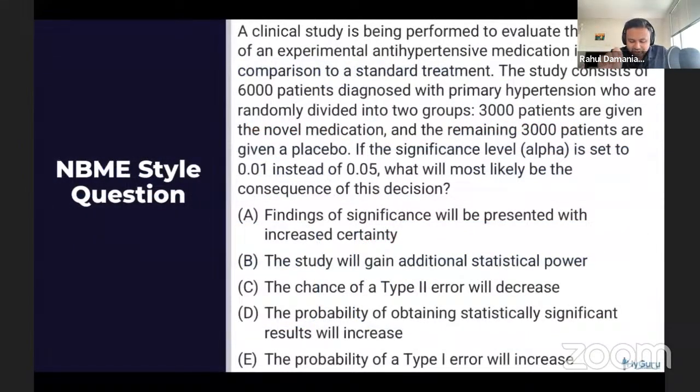All right. Next question. If the significance level alpha is set to 0.01 instead of 0.05, what will most likely be the consequence of this decision? A clinical study is being performed to evaluate the efficacy of an experimental antihypertensive medication in comparison to a standard treatment. The study consists of 6,000 patients with primary hypertension who are going to be divided into two groups. So 3,000 patients are given the novel medication, whereas the other 3,000 are given the placebo. So if the significance level is set to 0.01, dropped from 0.05, what is going to be the consequence of the decision? Go ahead and read through the answer choices and put your answer into the chat box.